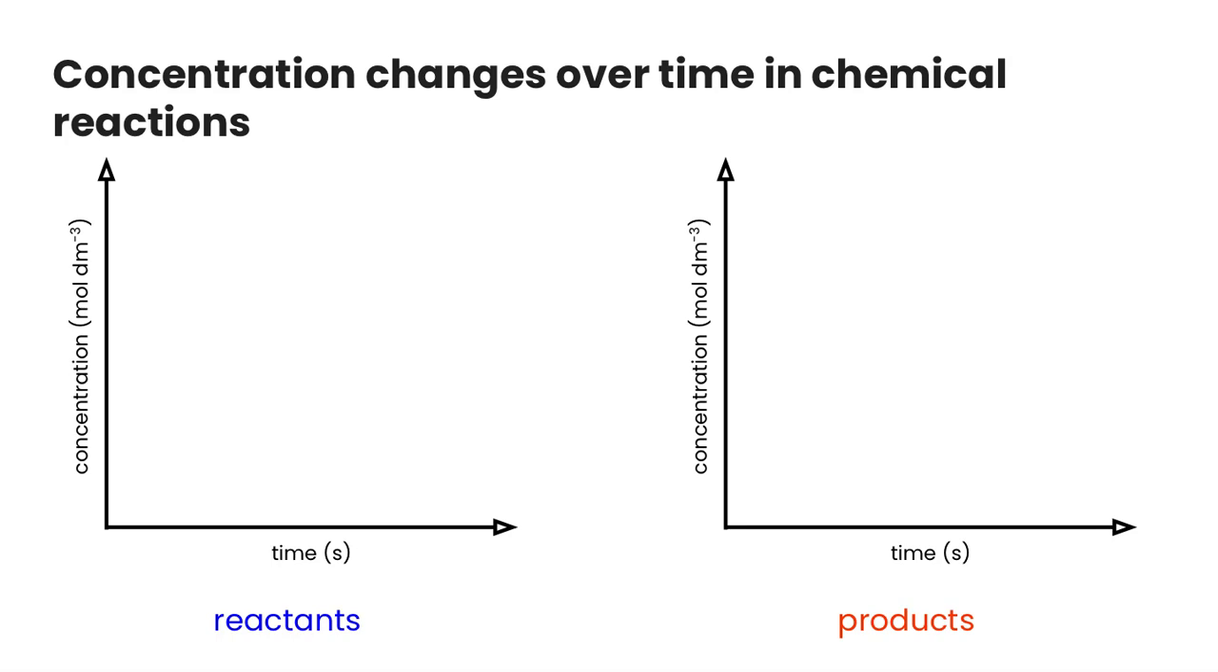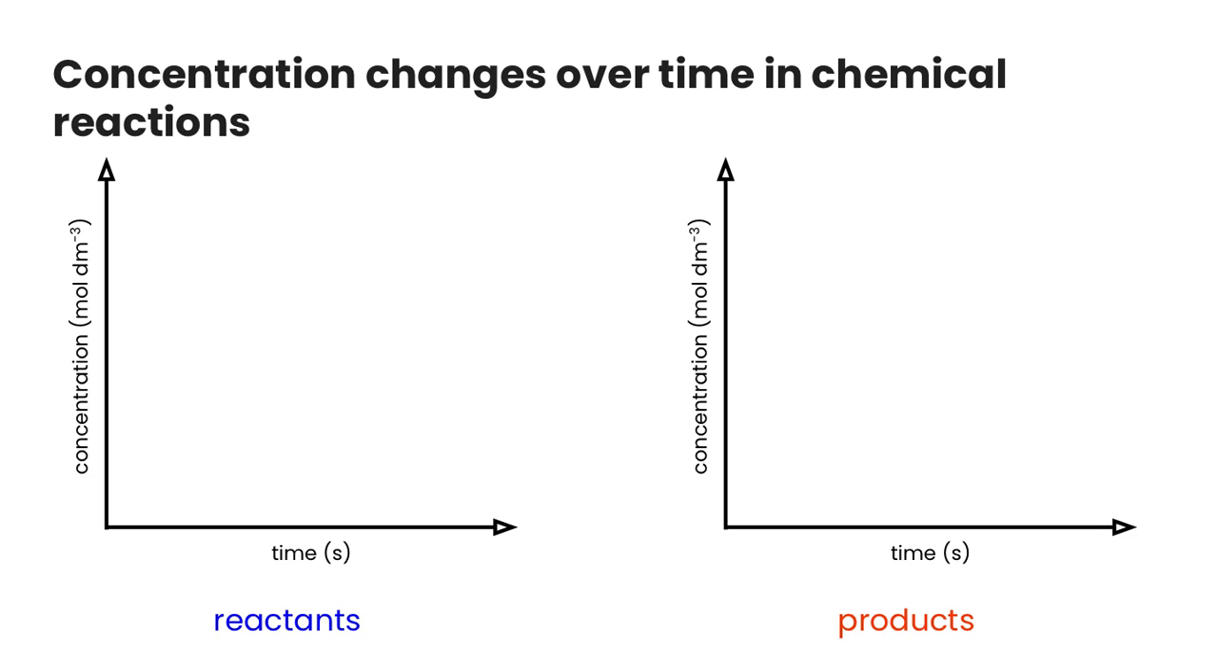In this video, we're going to take a look at what the rate of a chemical reaction is, as well as different ways that we can calculate it from data that we've obtained from experiments. So let's start out taking a look at what the definition of a rate of reaction is. Essentially, it's the concentration changes that happen over time in a chemical reaction.